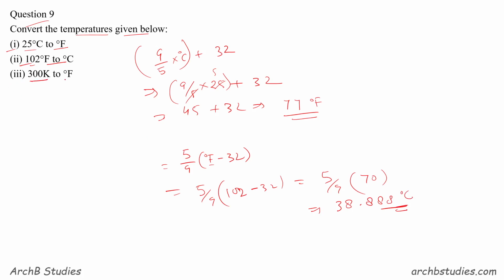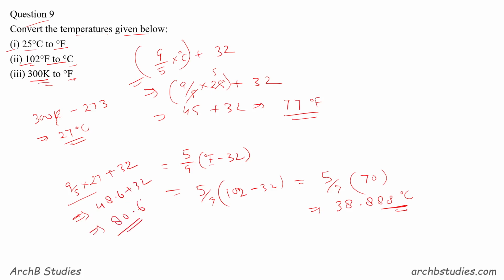Third is 300 Kelvin to degree Fahrenheit. So this we can, first we have to convert into degree Celsius, then we can convert it to Fahrenheit. So 300 Kelvin minus 273, this comes 27 degree Celsius. Now degree Celsius to Fahrenheit, apply this formula. So you will get 9 by 5 into 27 plus 32. This comes 48.6 plus 32. So you can add 48.6 plus 32. This is the answer.